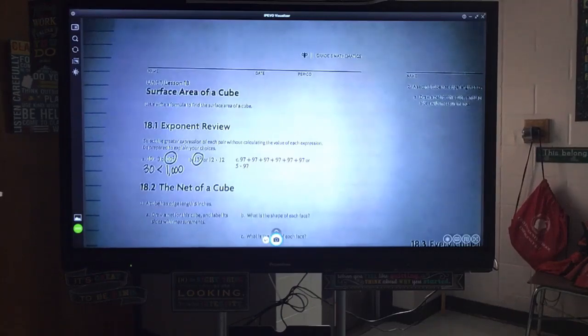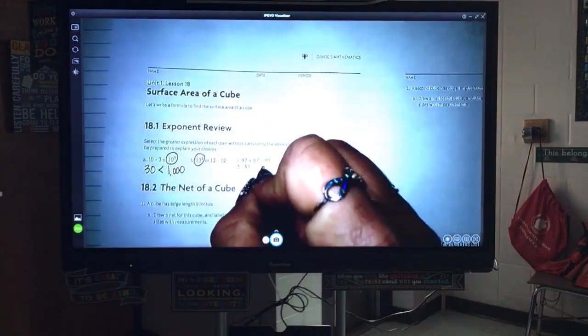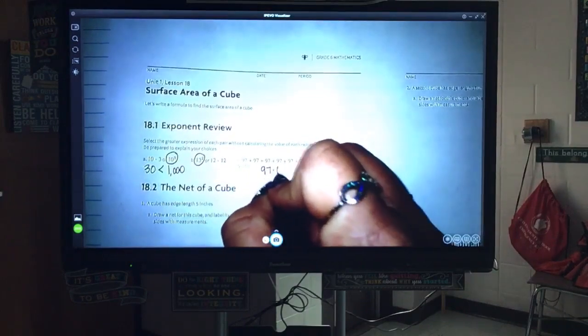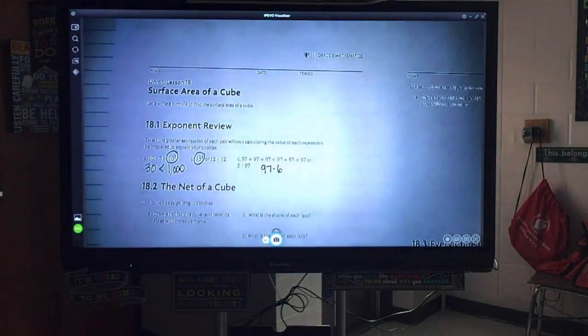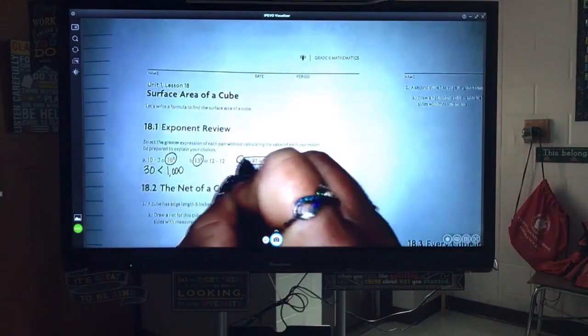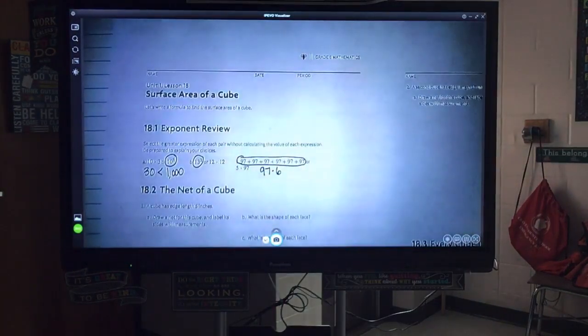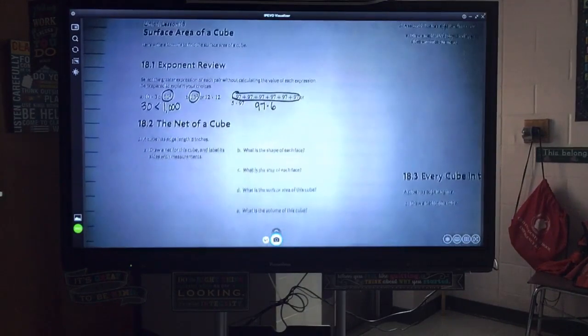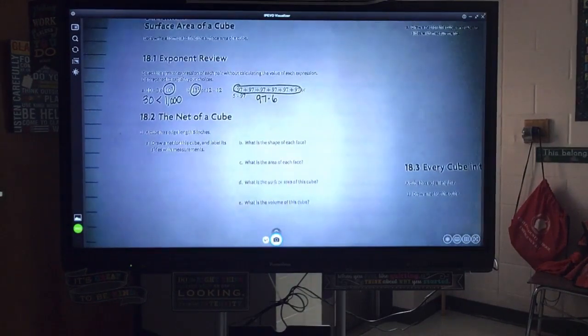So nobody said the other way around? No. Well, what is 97 plus 97 plus 97 plus 97 plus 97 plus 97? 97 times 6. Yes. So this translated is 97 times 6, so therefore we know it's obviously greater because it's got one more 97 in it. Alright, just getting our heads back in the process of thinking about exponents.